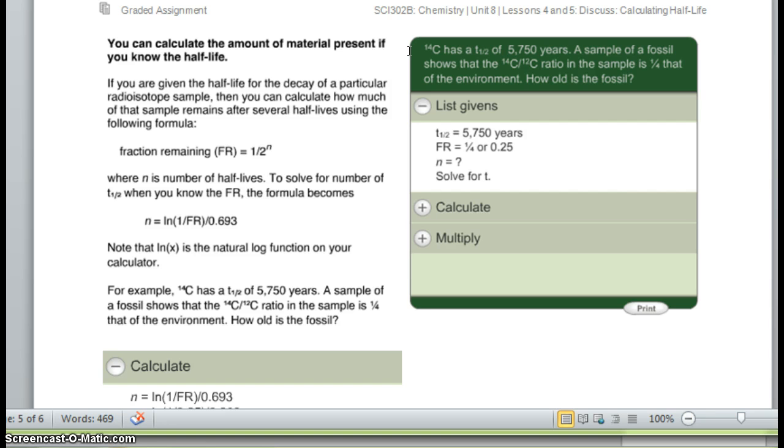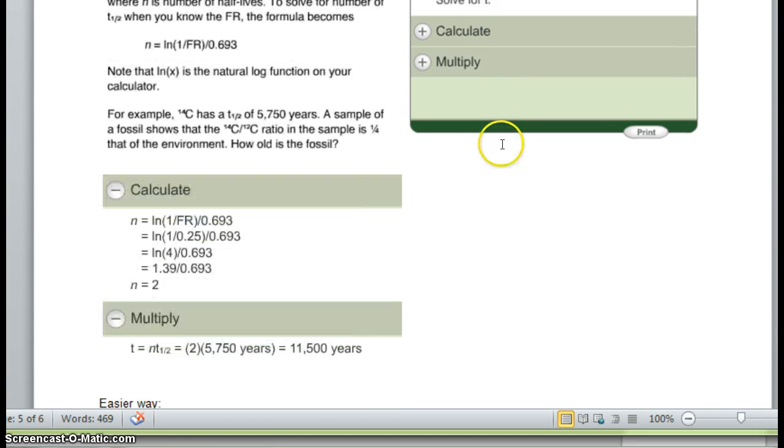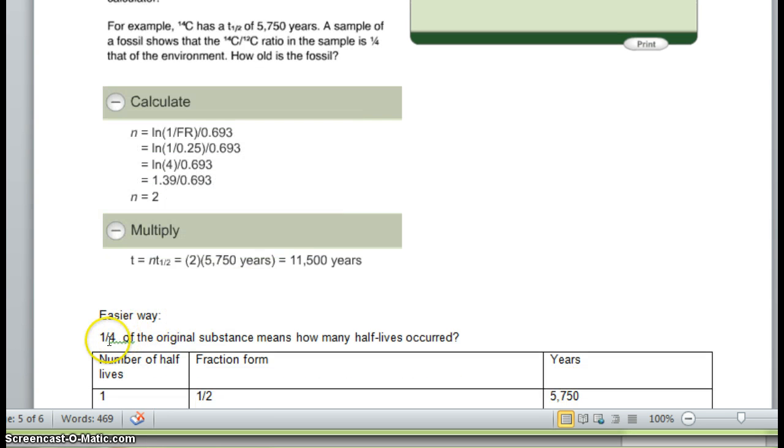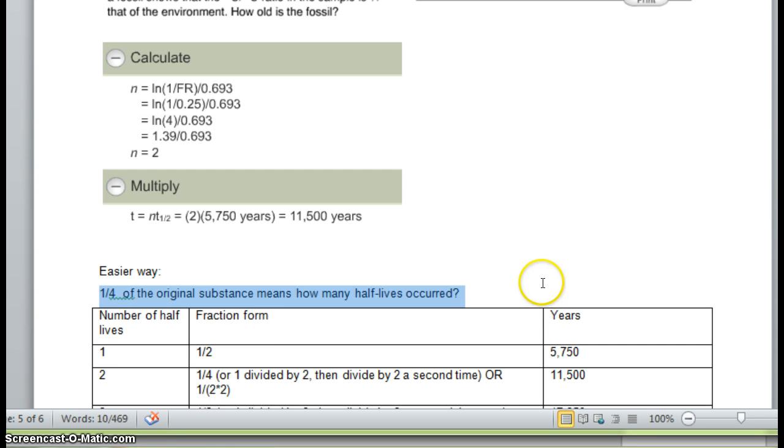Carbon-14 has a half-life of 5,750 years. A sample of a fossil shows that the carbon-14 to carbon-12 ratio in the sample is a quarter that of the environment. Okay, so 1/4 is the fraction remaining, or 0.25. So what they did is they put it in for this. Honestly, what's way easier is to say one quarter of the original substance means how many half-lives occurred. Well, after one half-life, that's a half, that took 5,750 years. A quarter of the original is the same as saying 1 divided by 2, then divided by 2 a second time, or 1 over 2 times 2. So one quarter of the original remaining means I had two half-lives. And so that's 11,500 years, or in other words, 5,750 times 2.